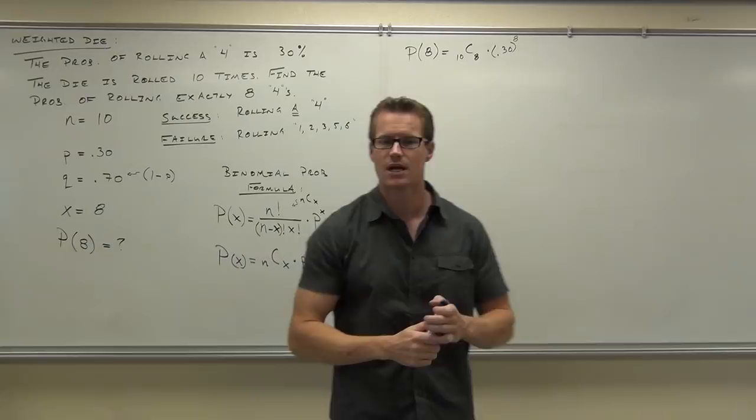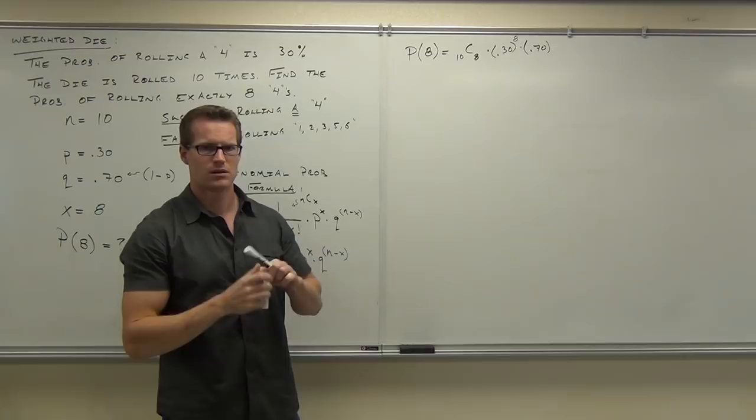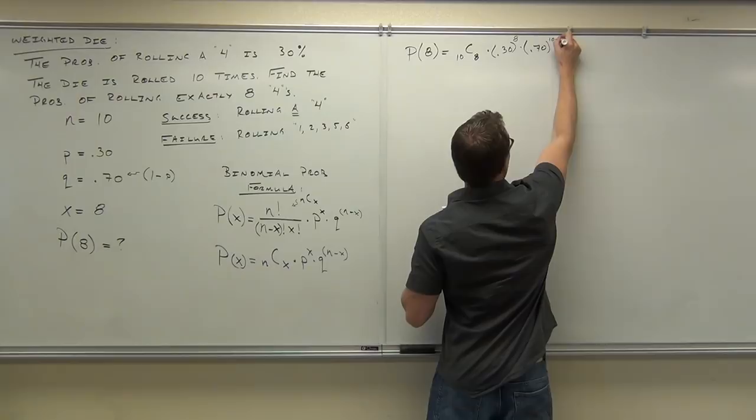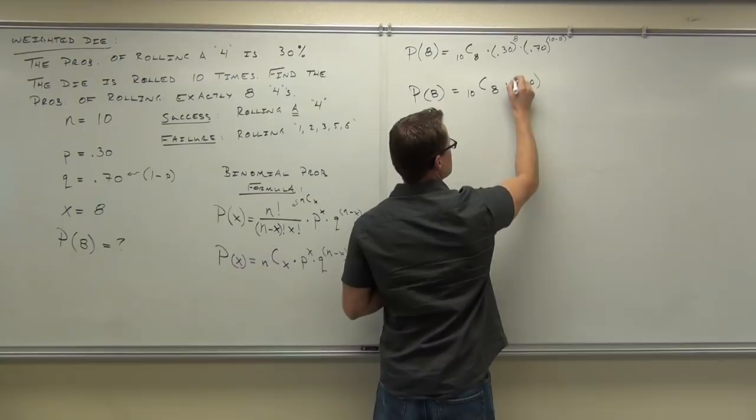Next up, we take the probability of failing. What's that probability? 0.70. And we're going to take that to what power in this case? 10 minus 8, which is going to give us that 2. So n was 10, x was 8. So our probability is 10C8 times 0.30 to the 8th power times 0.70 to the 2nd power.